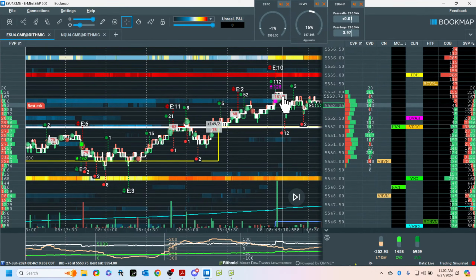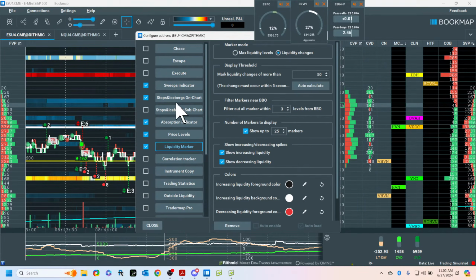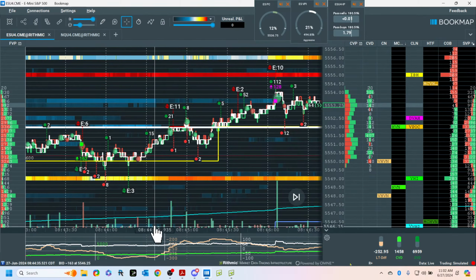This is the liquidity marker. It shows adds and pulls. I'm going to take it off just so things are a little clearer. But I use it in my trading. It just adds a little spice, like a little paprika.